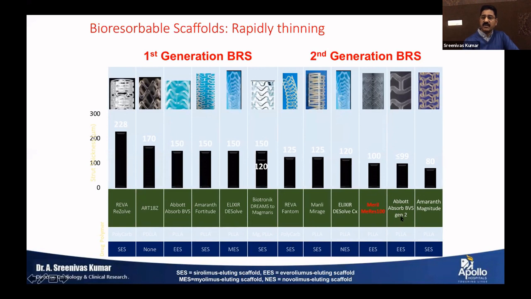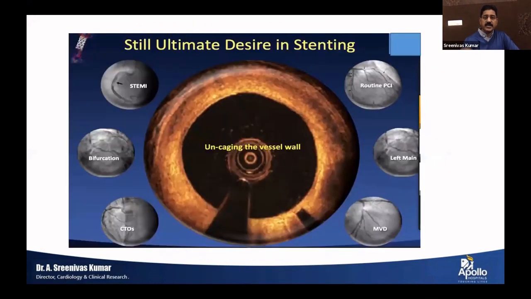And Abbott is working on the second generation, further newer advances of BVS with a less than 99 micron platform. It didn't come to the market yet. But as late as 26 January, the MeRes stent was launched in the country. It's available for patient use. And one important thing they made is they combined it with a pre-dilatation balloon and a post-dilatation balloon in the same stent at the same cost, so it's almost mandatory to dilate it pre and again do a post-dilatation with a quarter-size bigger balloon.